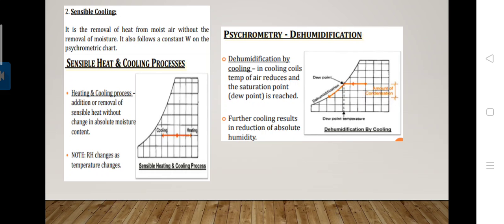Also here we can see the psychrometry of dehumidification. Dehumidification by cooling is one term, and dehumidification with heating is another. In cooling coils, the temperature of air reduces and the saturation point, the dew point, is reached, and further cooling results in reduction of absolute humidity. Cooling with adiabatic humidification is another process, where the air is passed through an insulated chamber having sprays of water maintained at a temperature higher than the dew point temperature of the entering air but lower than its dry bulb temperature.